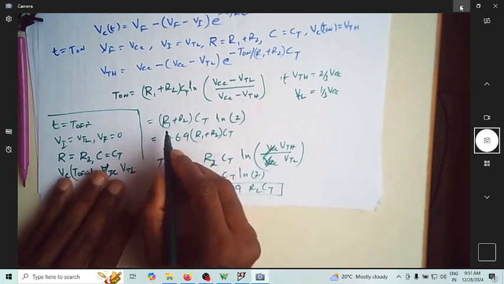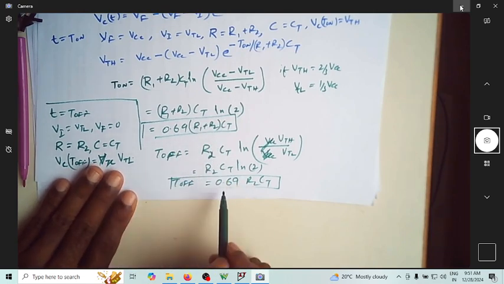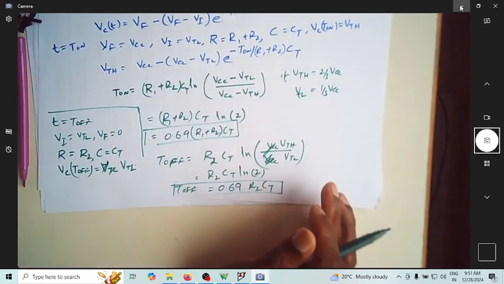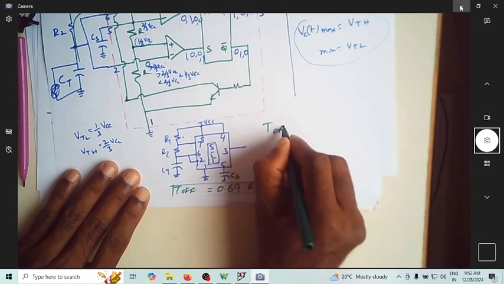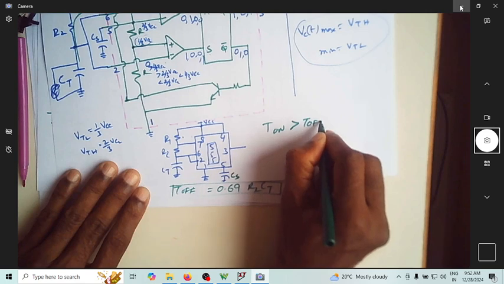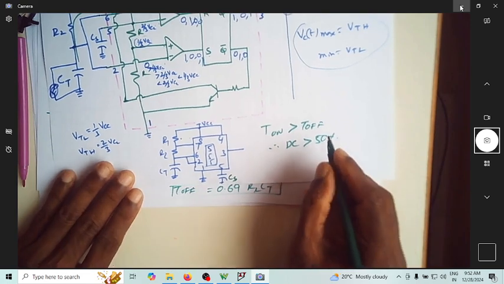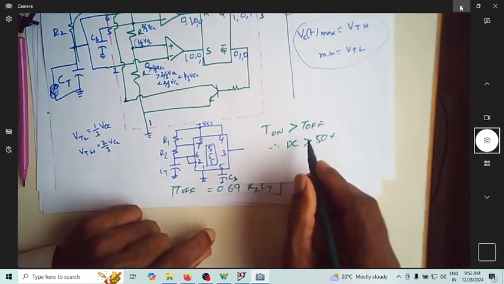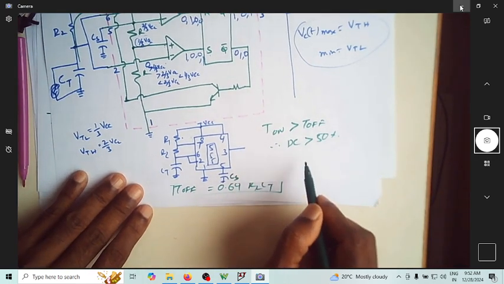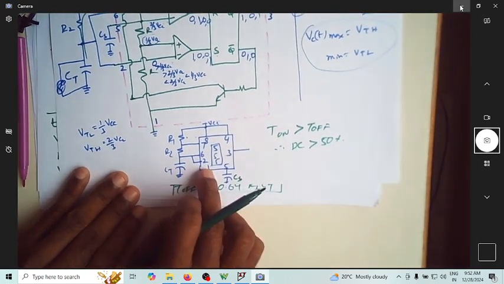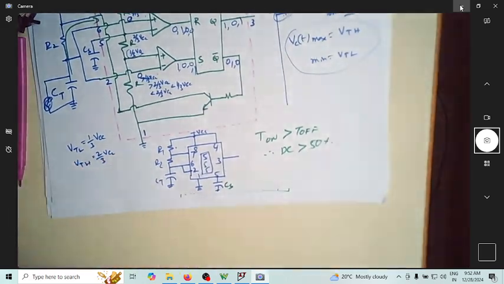So naturally, if you can see, T on is always greater than T off, because you have R1 plus R2 here, and it's only R2 there. So in this configuration of the circuit, T on is always greater than T off. Therefore, duty cycle is always greater than 50%. If you want duty cycle less than 50%, then T on should be less than T off, which is not possible in this configuration. Let us see how we do that to have duty cycle less than 50%.